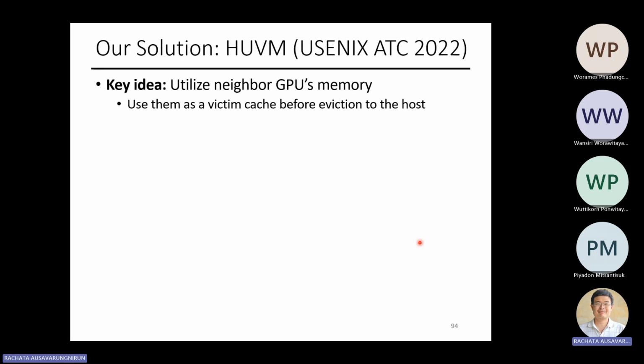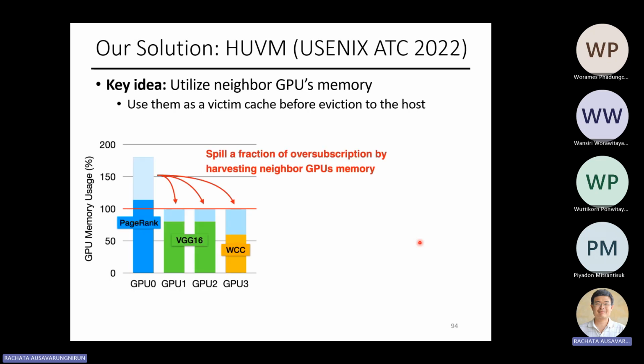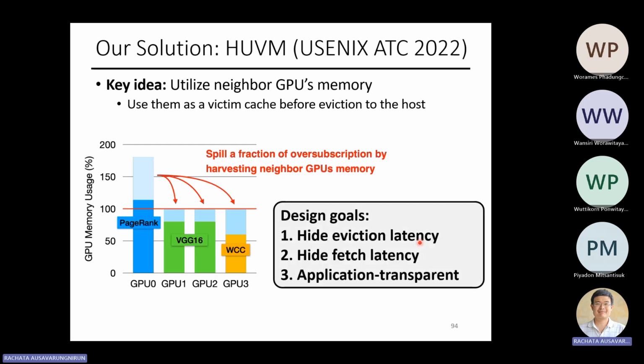Our solution, presented at USENIX ATC last year, was to utilize the neighbor memory as a victim cache, basically, to cache these pages before you eventually evict them to the host. That would allow the oversubscribing application on GPU 0, for example, in this case, to spill into GPU 1, GPU 2, and GPU 3. The design goal is threefold. I want to hide the latency for both eviction and fetch. And I want to make sure the programmer doesn't have to change a thing in the program.